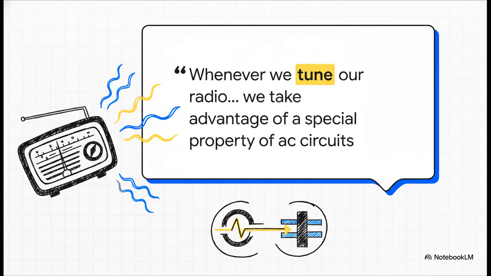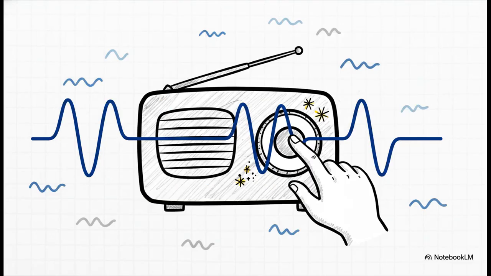I want to wrap up our explainer on this chapter with this really fantastic thought from the text. Whenever we tune our radio to a favorite station, we are taking advantage of a special property of AC circuits. That's right. Turning a dial on an old radio is literally just manipulating an AC circuit, usually by changing the capacitance, to find that perfect resonance frequency we talked about earlier.